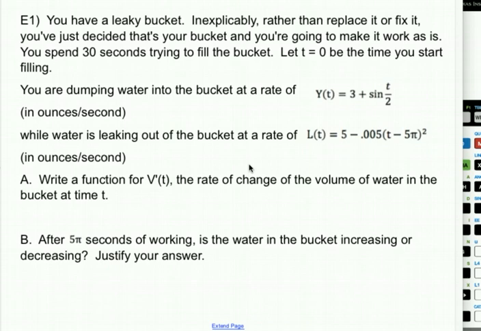So let's look at example 1. You have a leaky bucket. Inexplicably, rather than replace it or fix it, you've just decided that that's your bucket and you're going to make it work as is. So you spend about 30 seconds trying to fill the bucket. Let t equal 0 be the time you start filling.